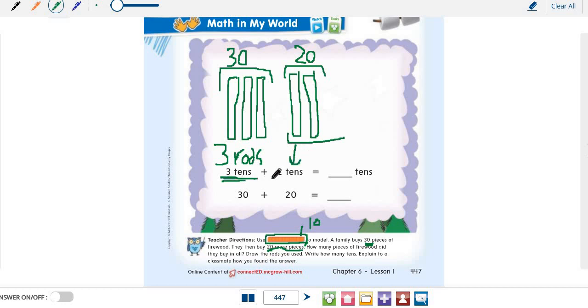So 3 tens plus 2 tens equals 5 tens. 1, 2, 3, 4, and 5. 5 tens. Now, the value of 3 tens is 30. So 30 plus, what's the value of 2 tens? Yes, it's 20. It's just to write this digit and add 0 for tens. So it's 20. Now 30 plus 20 equals 50.